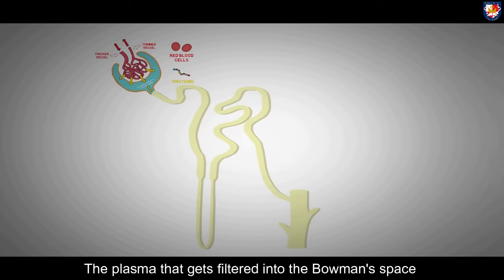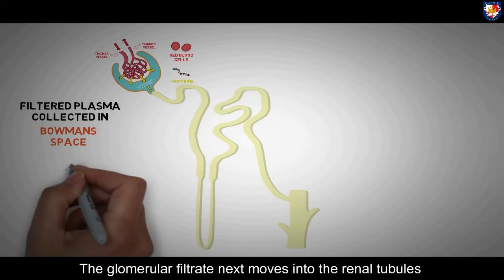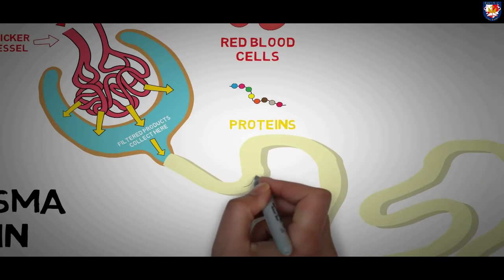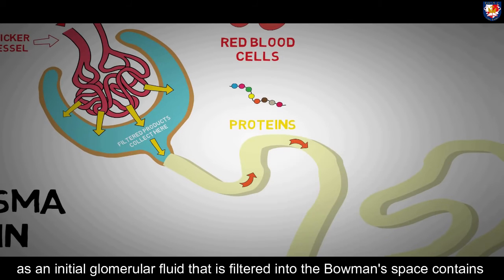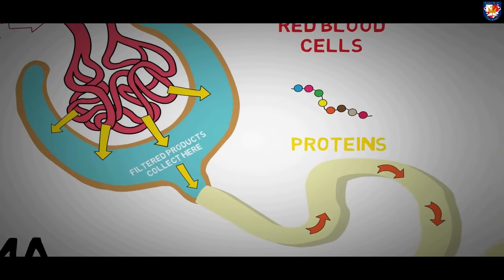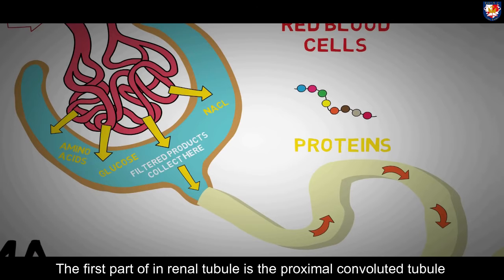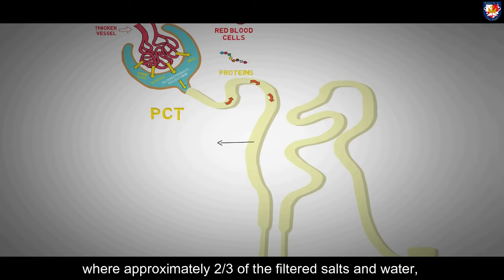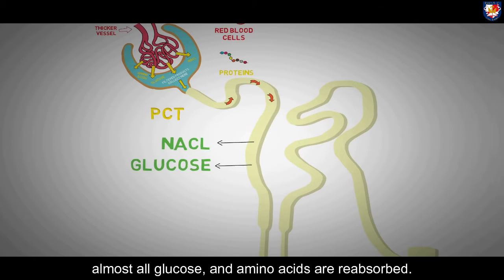The plasma that gets filtered into the Bowman space is known as the glomerular filtrate. The glomerular filtrate next moves into the renal tubules where it is further processed to form urine. This further processing is very important as the initial glomerular fluid that is filtered into the Bowman space contains a lot of things that shouldn't be excreted out with the urine, like the sodium chloride, glucose, amino acids, and excess water. The first part of the renal tubule is the proximal convoluted tubule, where approximately 2/3 of the filtered salts and water, and almost all the glucose and amino acids are reabsorbed.